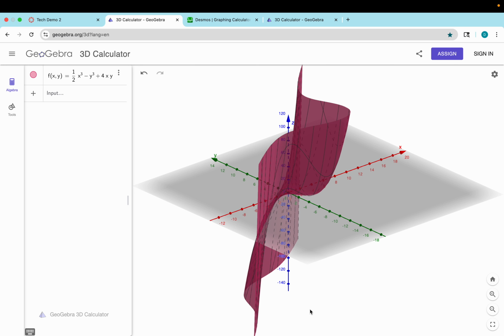My tech demo 2. In this video, I will walk through 3 tasks using GeoGebra 3D graphing calculator and Desmos. I will graph a surface, a contour plot, and finally a tangent plane.